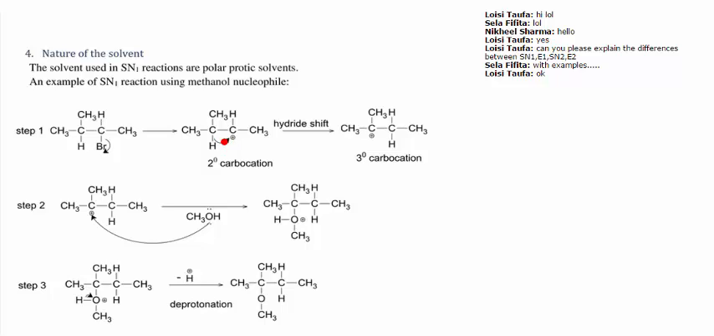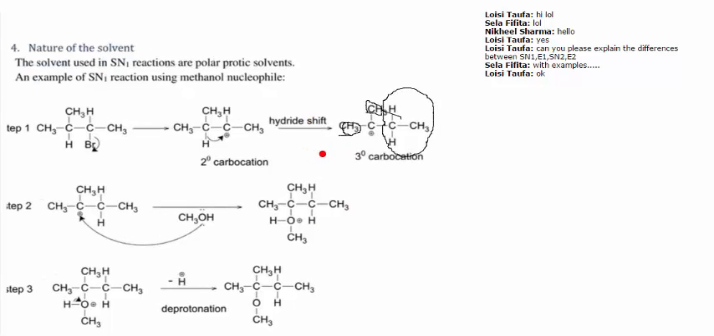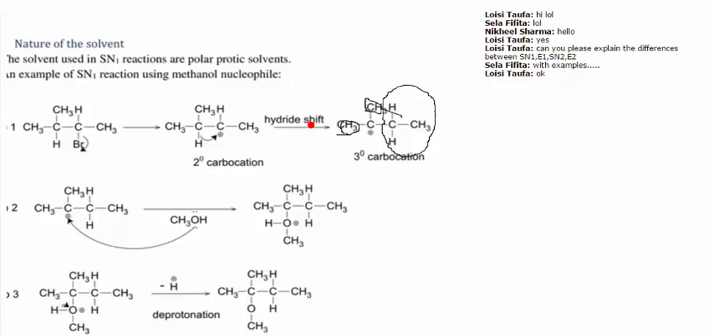So this hydrogen will move from this carbon to that carbon, leaving behind this carbon with a positive charge. And since this carbon is not attached to any hydrogen directly, it's only attached to 1, 2, and 3 alkyl groups, this becomes a tertiary carbocation.